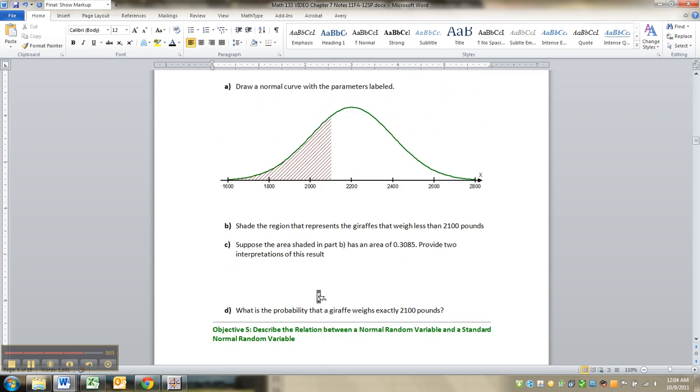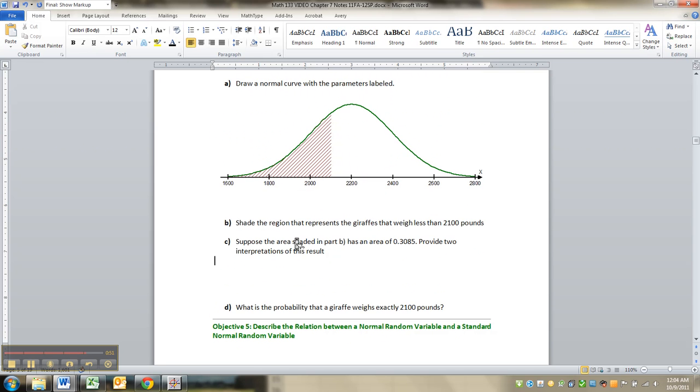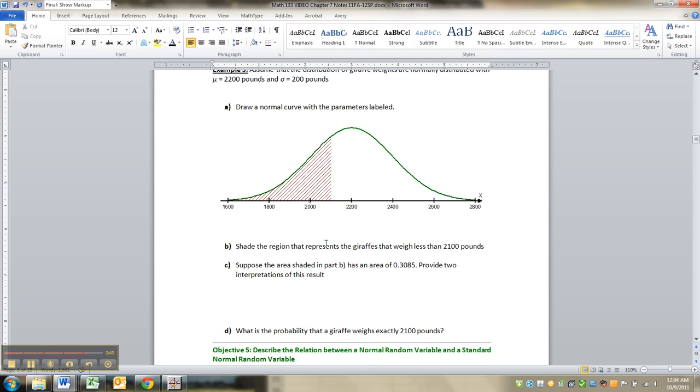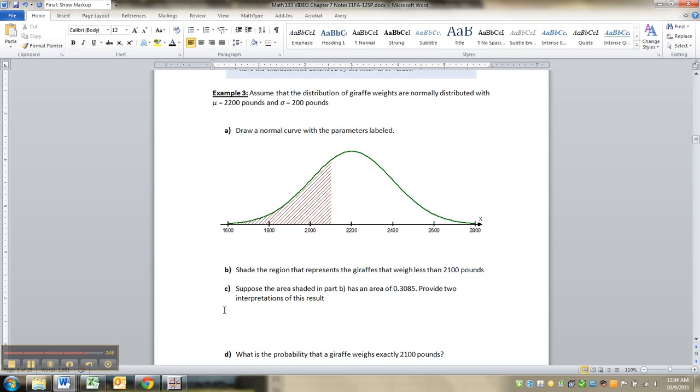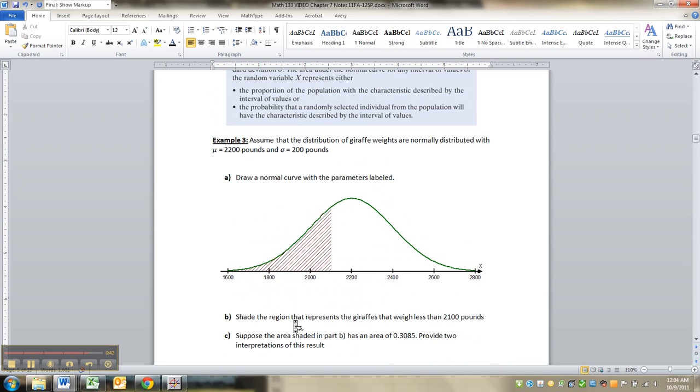It said shade the region. Done that. Now suppose you magically know that that area I just shaded is 0.3085, which, in case you missed it, the computer figured that out too. So provide two interpretations of this result.